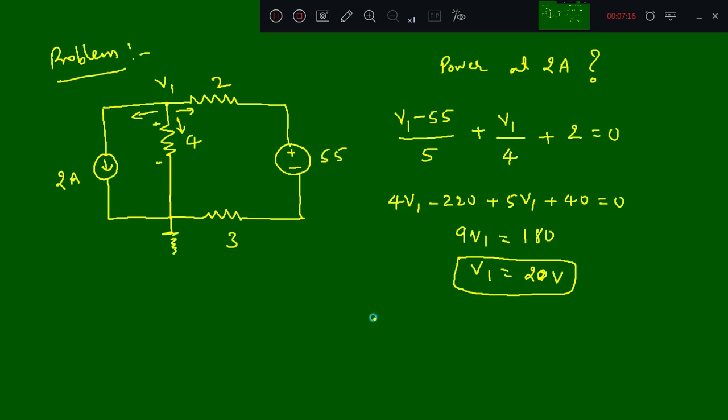Then what is the power? Power at 2A is nothing but V into I. V we have calculated as 20, and the current is 2, so it is 40 watts. So 40 watts is absorbed. Like this you have to solve the problems.